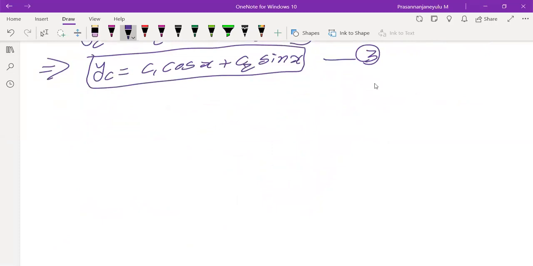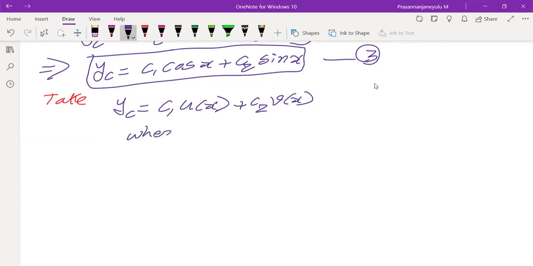Before we find yp, we have to take yc equals, in the general form, c1 into u of x plus c2 into v of x, where u of x equals cos x and v of x equals sin x.